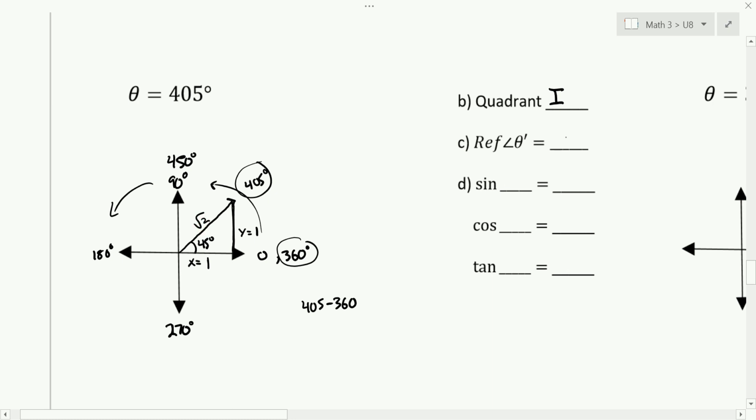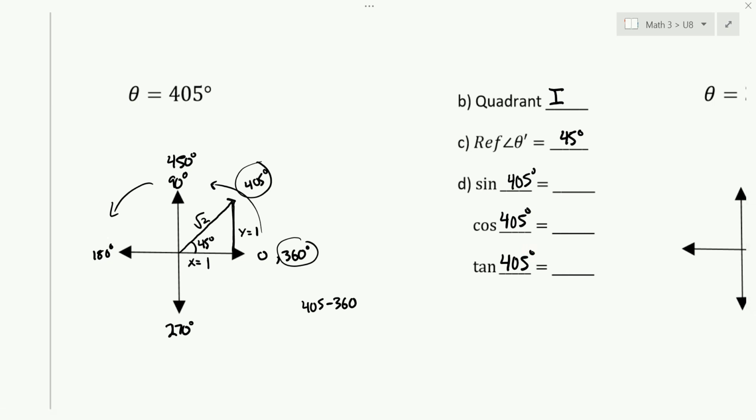So our reference angle is 45 degrees. For the sine, cosine, and tangent, what angle are we using here? 405. Good. We're not going after 45, we're going after 405. So put the 0 between the 4 and the 5. And this is degrees as well.